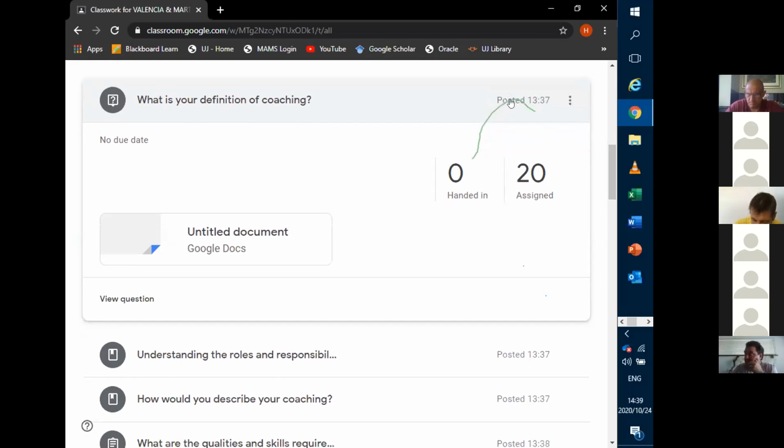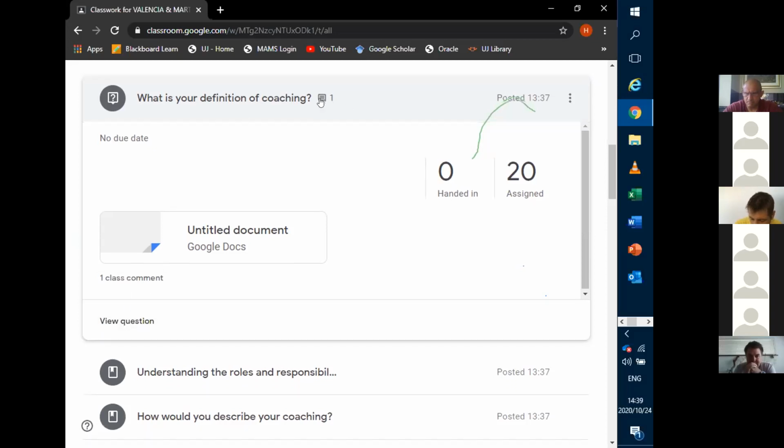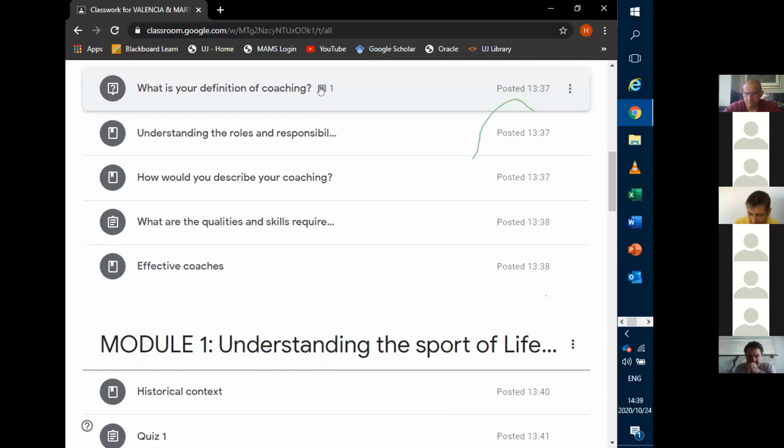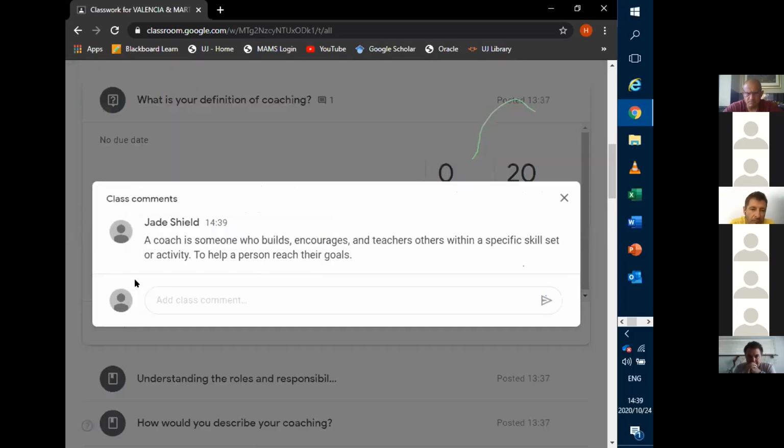Mark says, I see a coach as someone who helps children to learn skills, have fun while doing it, someone that helps them gain confidence in themselves and teaches them to push boundaries. Russell says, the person that assists them to reach their goals in sport and helps them through the challenges and reach beyond what they thought was possible. Okay, Jade says a coach is someone who builds, encourages, and teaches others within a specific skill set or activity to help a person reach their goals. It's a very good one on that.